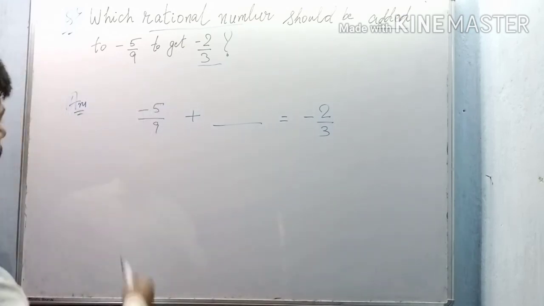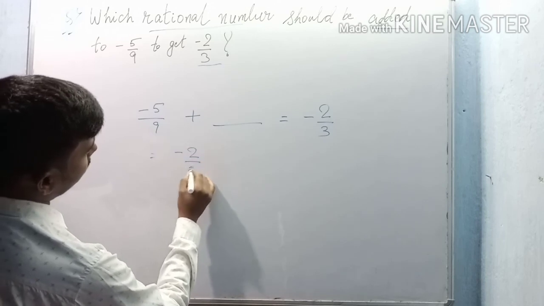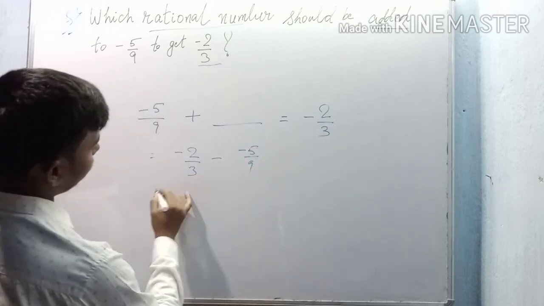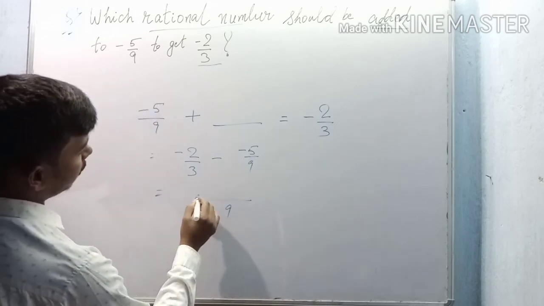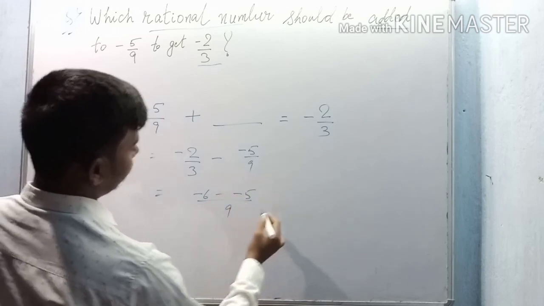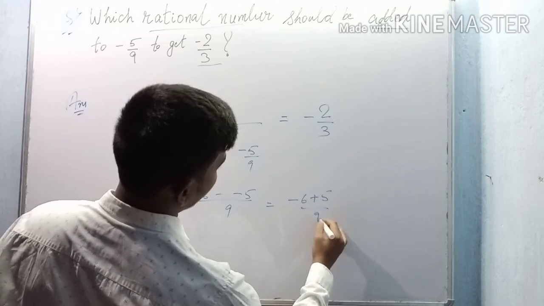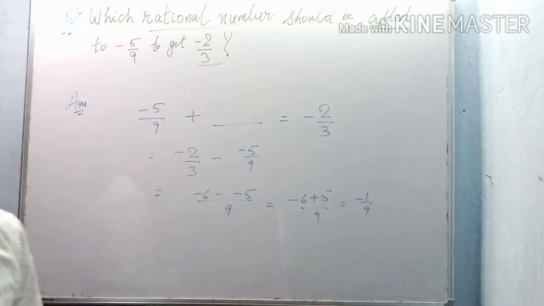Simple. We will subtract: minus 2 by 3 minus 5 by 9. So we will take the LCM of this. The LCM will be 9, and 3 3s are 9 and 3 2s are 6. Minus 6 plus 5 over 9 is equal to minus 1 by 9. Simple. Minus 1 by 9.